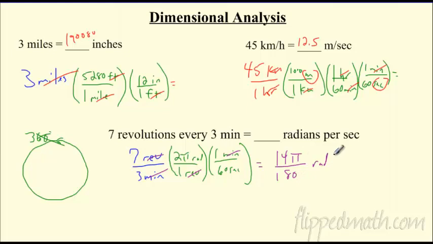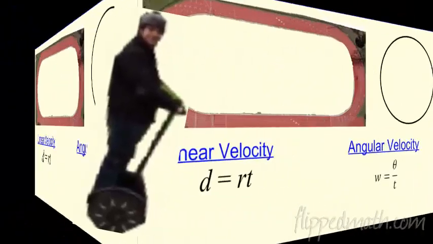This is radians per second. If you want to make it a decimal, I have no problem with that. You can use 3.14. Probably should reduce the 14 really. We should probably say it's 7 over 90. That would be a little bit cleaner. So that would be the most exact answer. Ooh, that's a terrible looking radians per second. 7 pi over 90. If you want to decimify it, go ahead and decimify. That's dimensional analysis. Why do we need that?